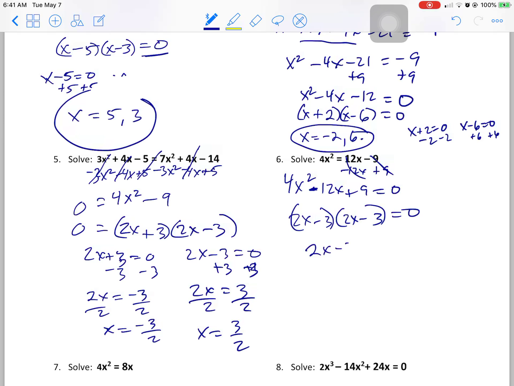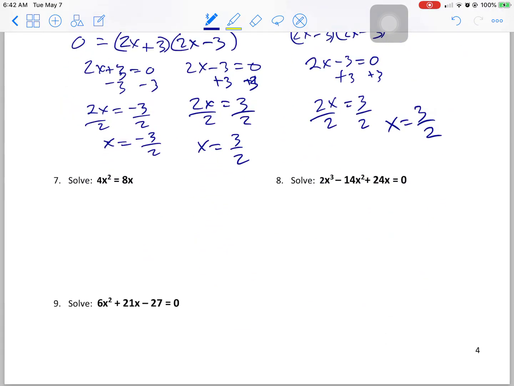All right, so 2x minus 3 equals 0, and I don't need to do the same thing twice, so x equals 3/2. So even though it's a quadratic, you only have one solution. That's okay. It's the same thing twice. We don't write it twice. It just is the solution, okay?